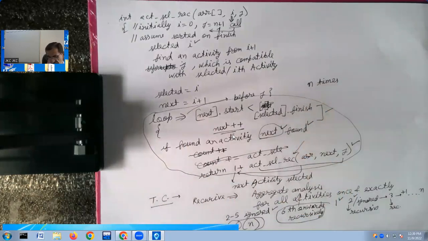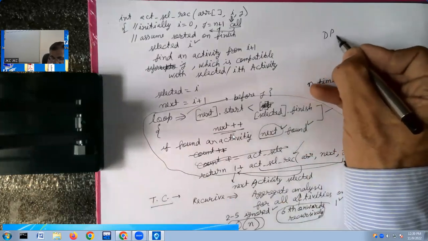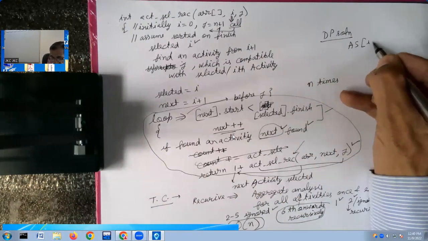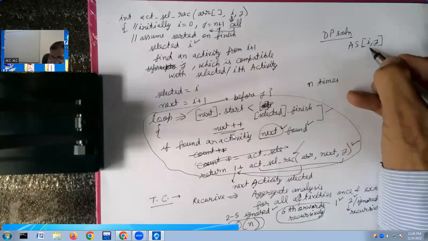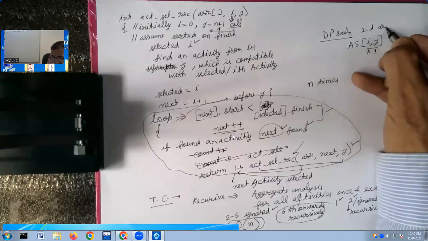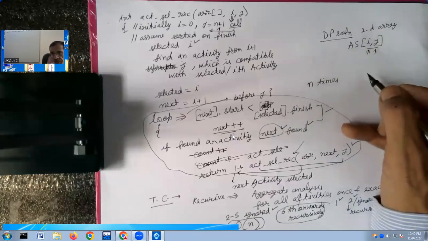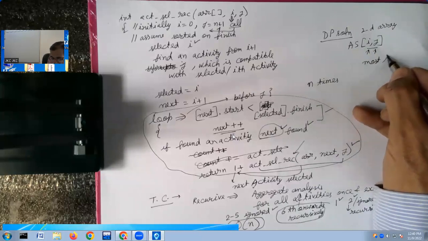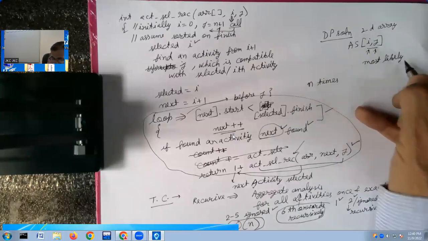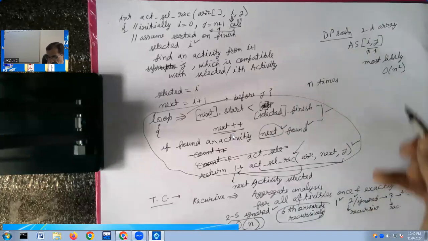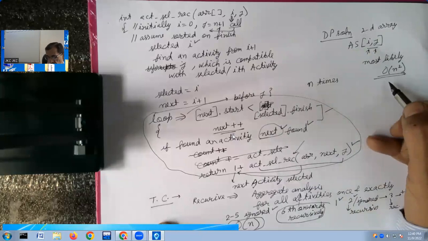for each particular activity once called. On the other hand, if you had implemented a DP solution, obviously you needed a 2D array because I needed 2 dimensions to be passed. So a 2D array will be needed. Each A_S_i_j will be generated. Most likely it is going to be correspondingly O of n square, because each of A_S_i_j will be calculated. So I can see O of n square logic there.